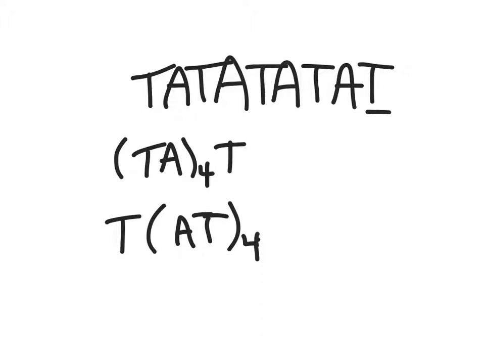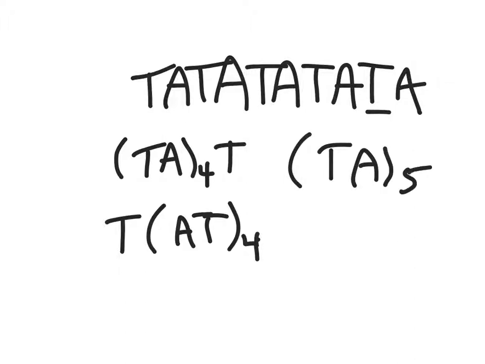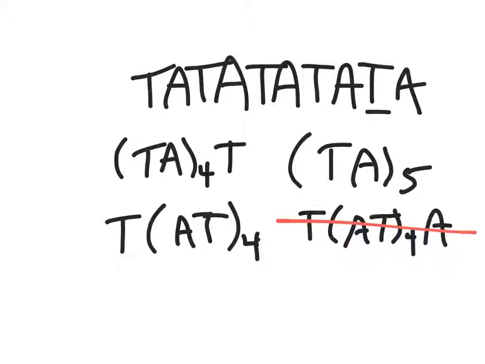So for example, if I had added another A to that initial sequence, that would make it TA5. Otherwise, you would call this TAT4A, which isn't as concise. It's not as good a shorthand, so that would not be the way I would answer that question. If there's the same number of repeats, it doesn't matter.